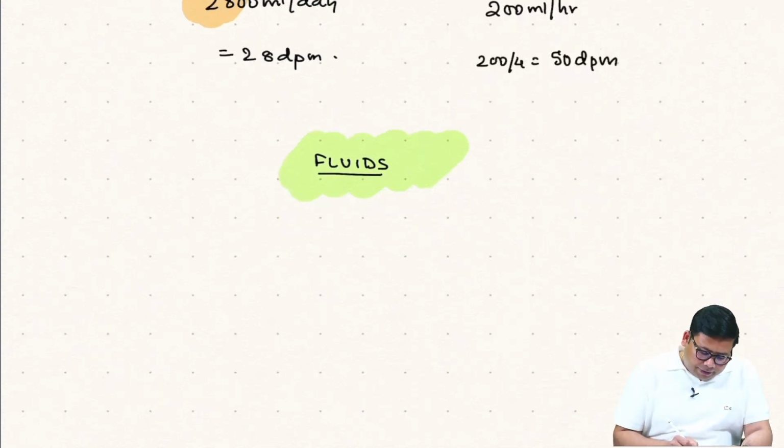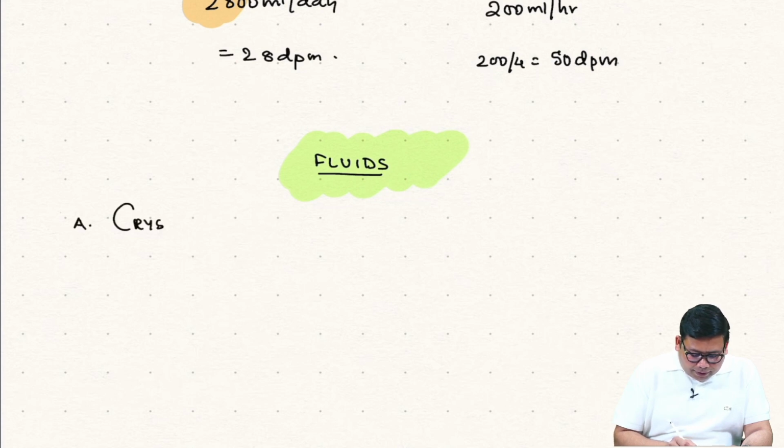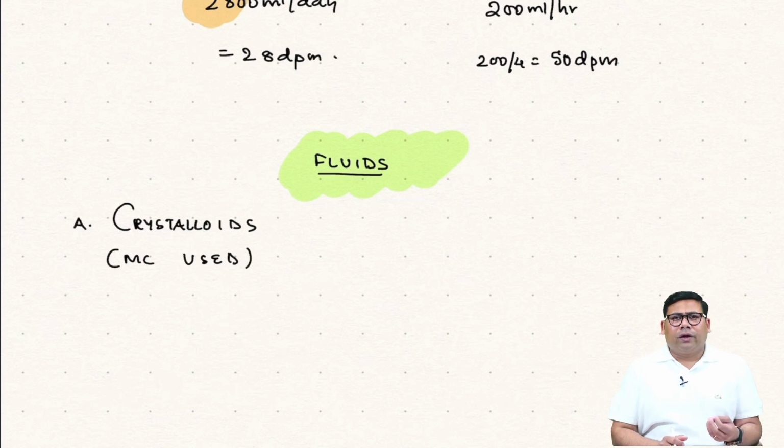There are 3 standard categories of fluid. Category A is crystalloid. And do you know this is the most commonly used fluid? So the first line fluid of choice, the most commonly used fluid, is crystalloid.